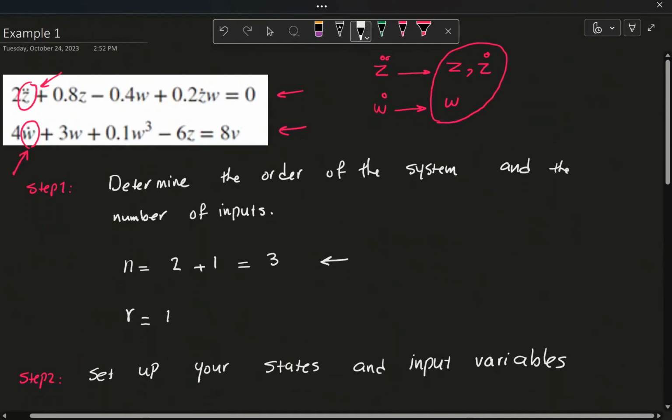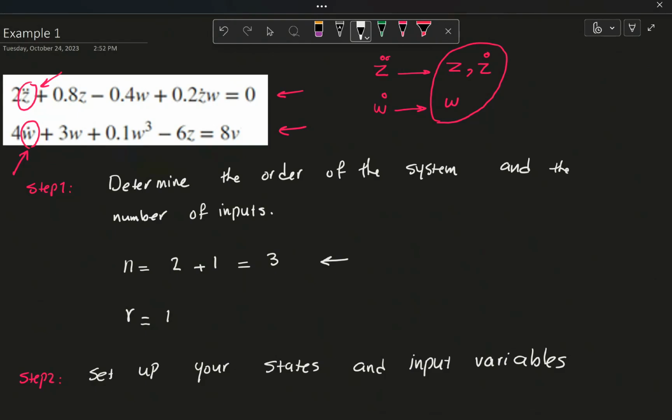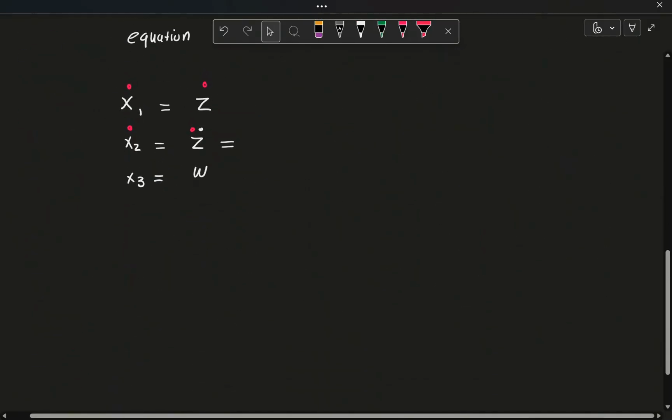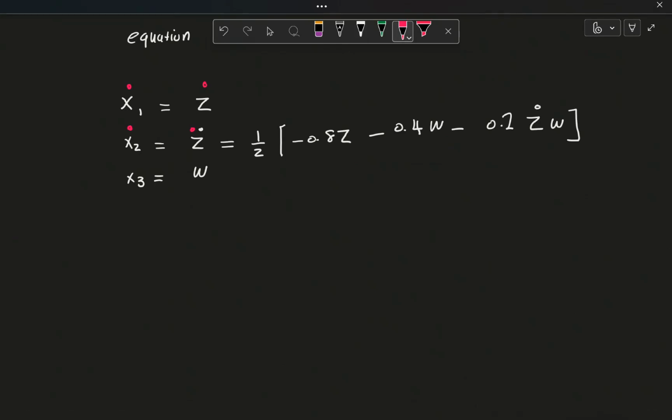You see that? What I'm going to do is isolate z double dot from the first equation and bring it down below. Okay, so if you isolate it, it's going to be 1/2 of negative 0.8 z minus 0.4 w minus 0.2 z dot plus w. Okay, that's all.